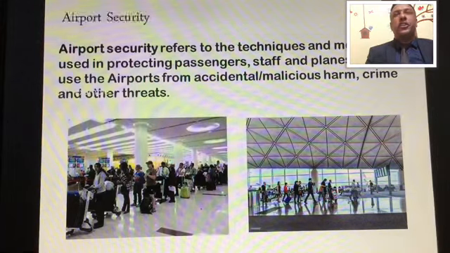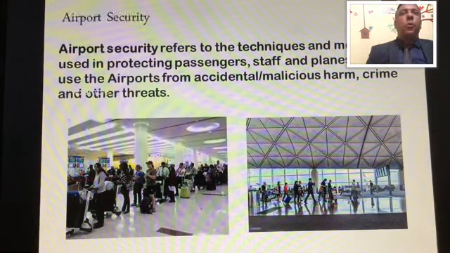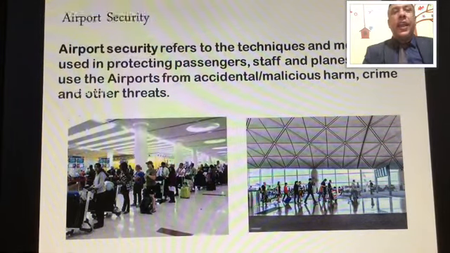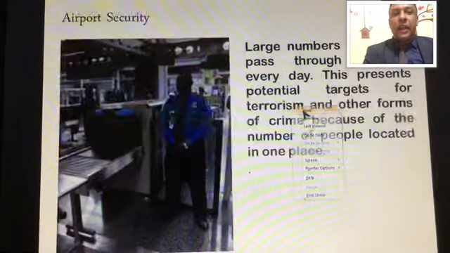Okay, from any kind of accident. Say for example, we have a terrorist who comes and tries to bomb the airport, who comes and wants to kill passengers from other countries. So in order to protect against this, we have security being placed. Every airport has to have security. It is as per the IATA rule.